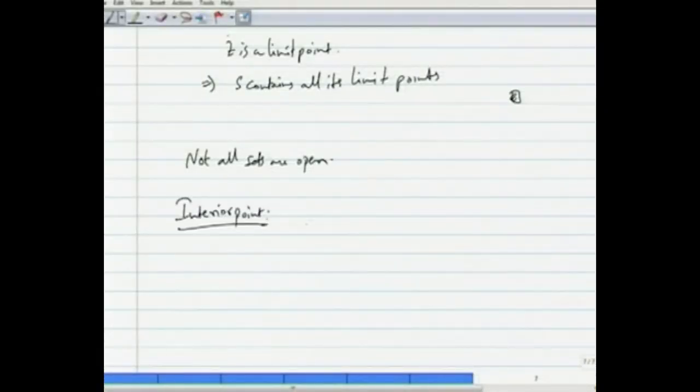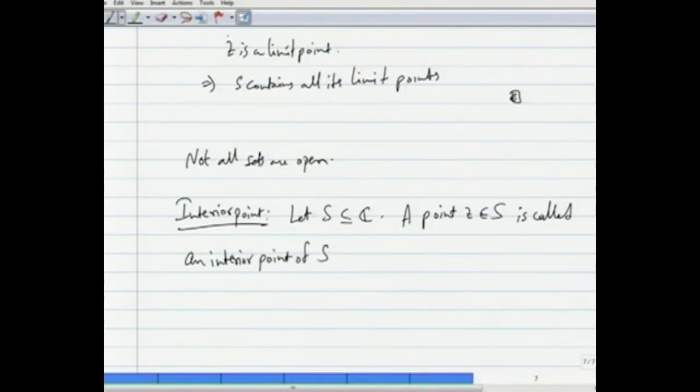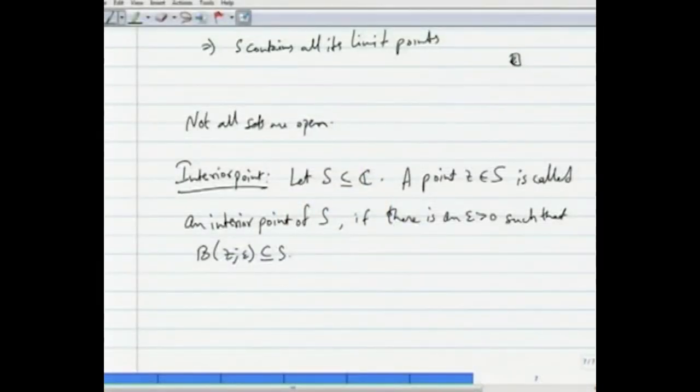Interior point. Okay. Let S be contained in C. So, this is a property about points of a set. Okay. So, a point z belongs to S is called an interior point of S if z has room around itself, i.e., if there is an epsilon positive such that B(z, epsilon) is completely contained in S. Okay. If this condition is met for every point in the set, then the set is open. Okay. But that need not be the case, but nevertheless a set could be not open and still have interior points.